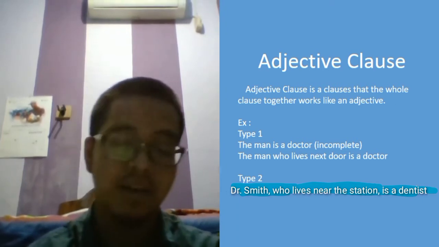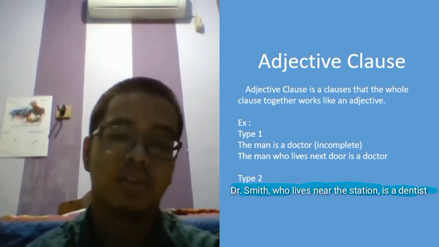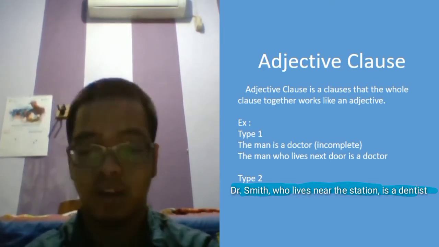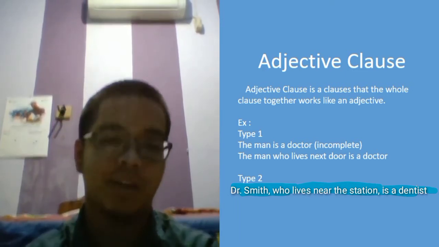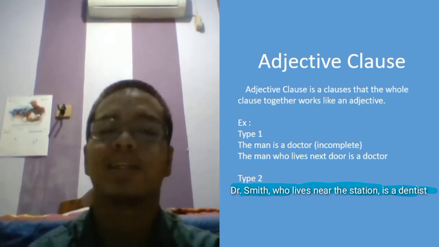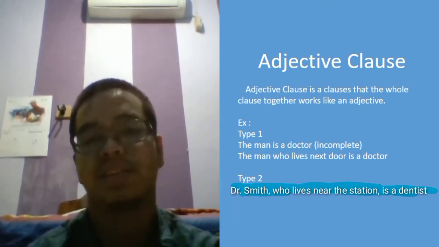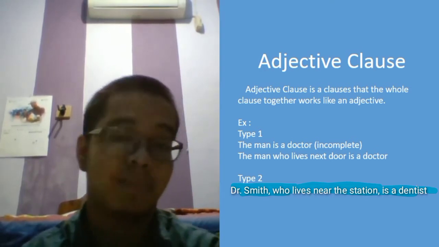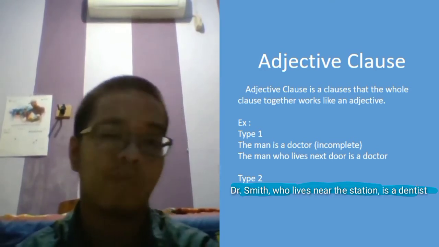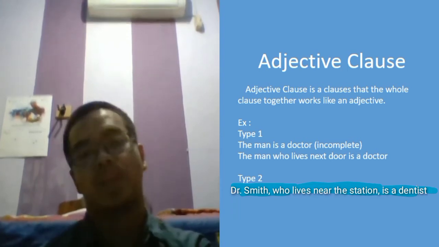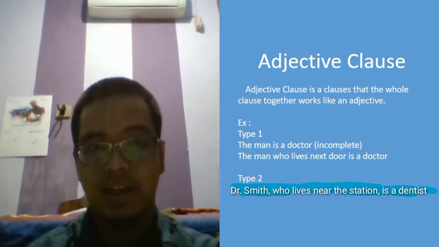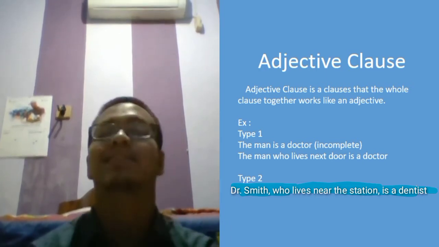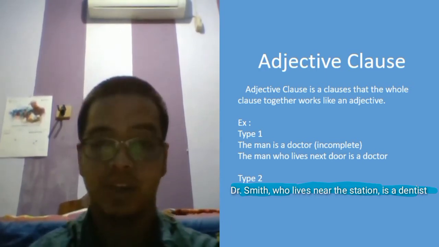To make it clearer, let's jump into an example. First, I have an independent clause here: The man is a doctor. This looks like an incomplete sentence. Why? It is actually complete grammatically, but in terms of meaning, it is not complete at all. Because the man is the problem. We don't know which man it is. There are a lot of men out there.